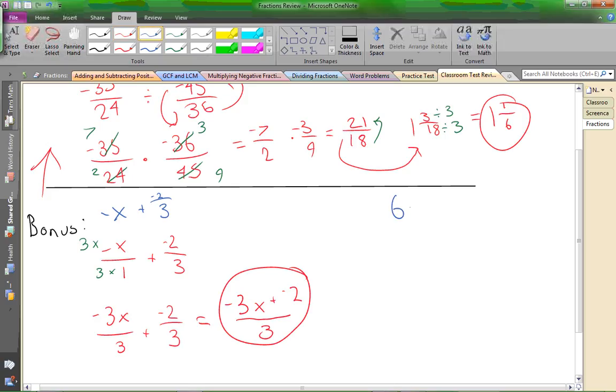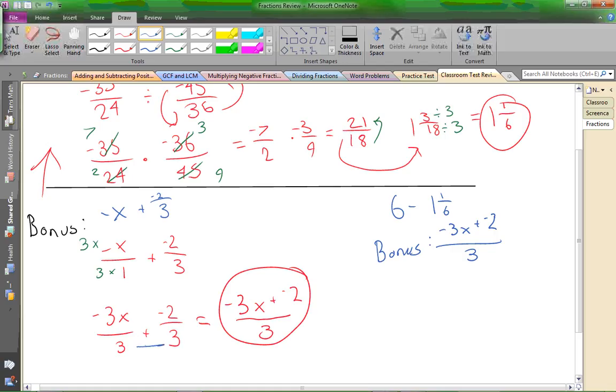So your two answers, number 6 is 1 and 1 over 6. And the bonus is negative 3x plus negative 2 over 3.